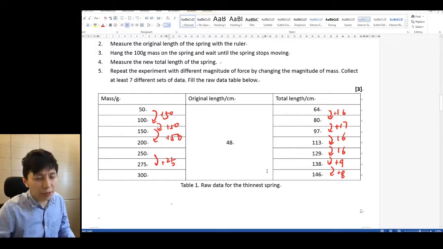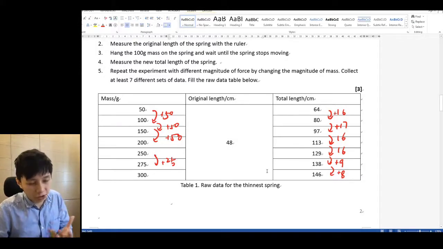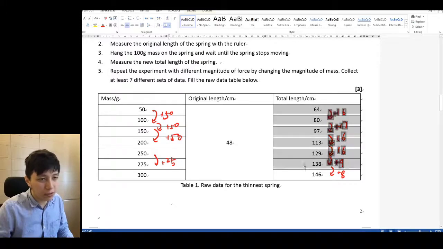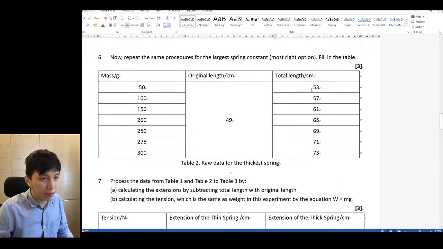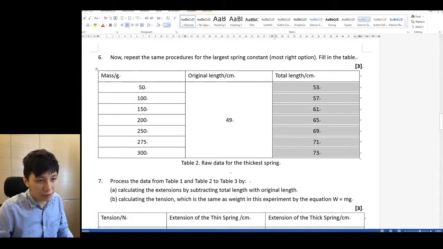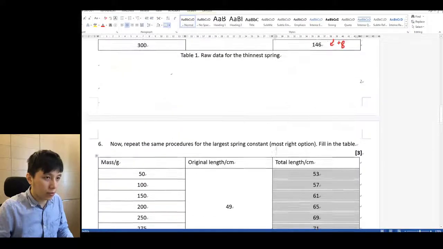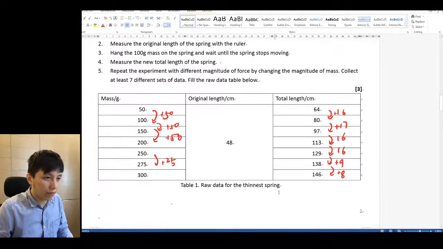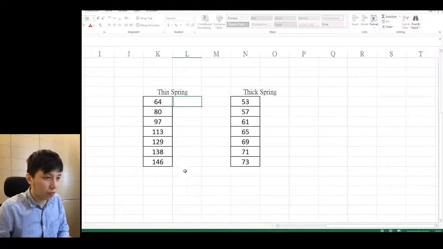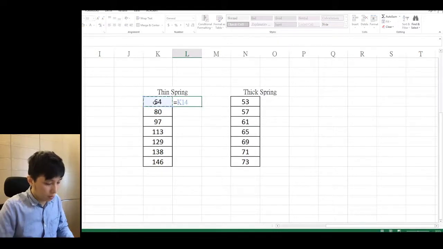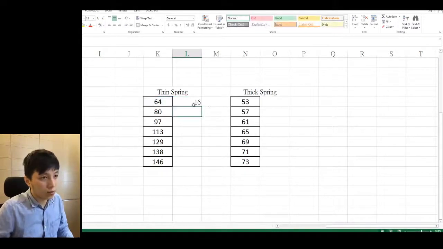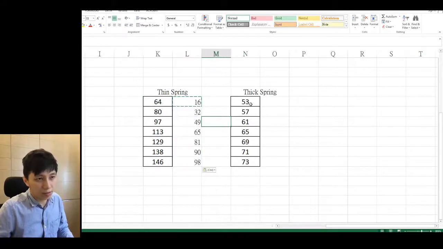Alright, let me show you how we can do it on Excel, just as additional information. So you can copy all these total lengths from the thin one and the thick string to Excel. So this is what I did. And then, because I know the original length is 48 for the thin one, all this I'll do equal this minus 48. Okay, and then copy, drag, paste. Okay, that will be done.